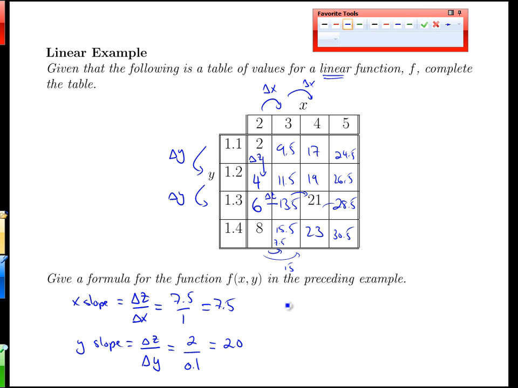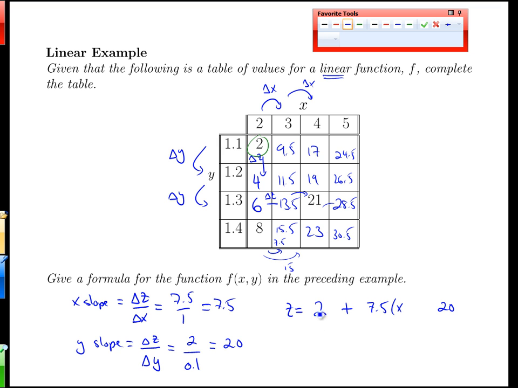What does that mean in terms of our function? Well, we can write z is equal to, we certainly know the slopes now, 7.5 and 20. Now I'm going to write this in a different way than we saw before, but I think you'll see the analogy. We have a value. I'm going to pick this value here to start. We can pick any value as representative, but let's pick this one just because it's in the top left corner.